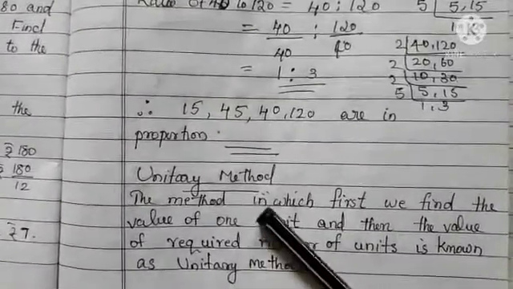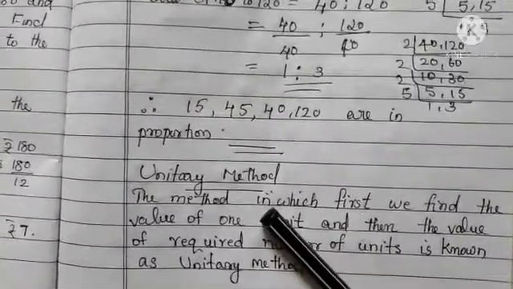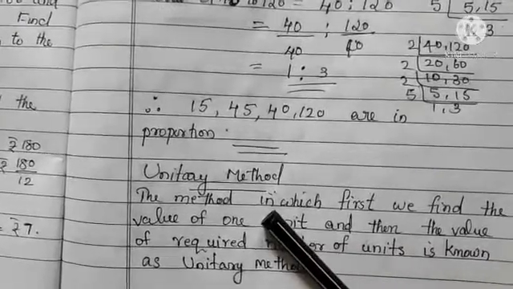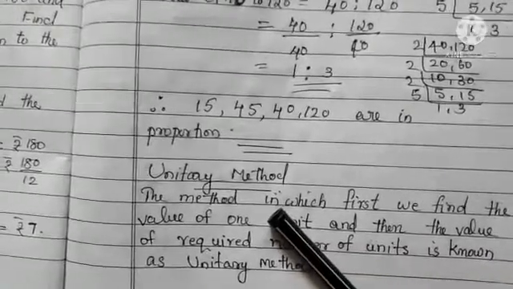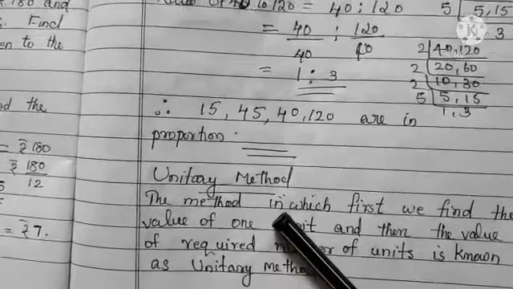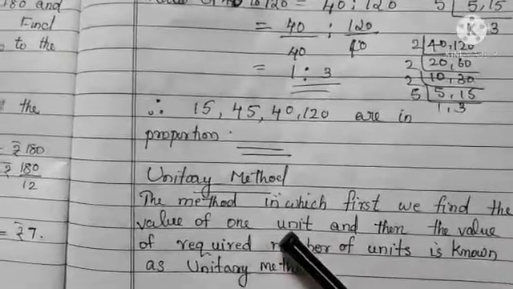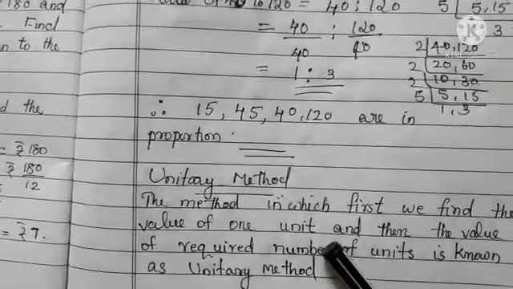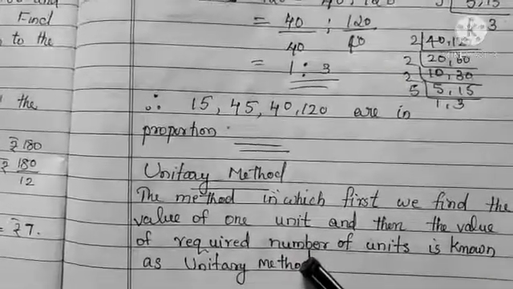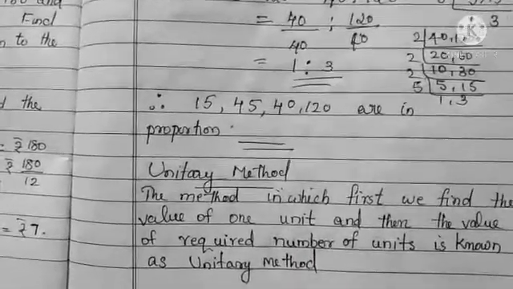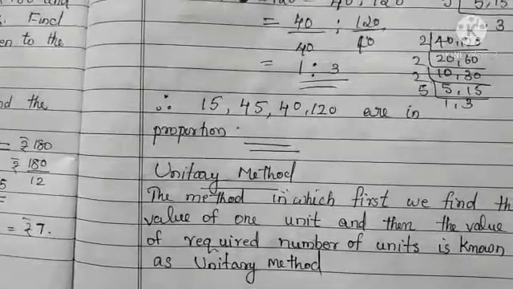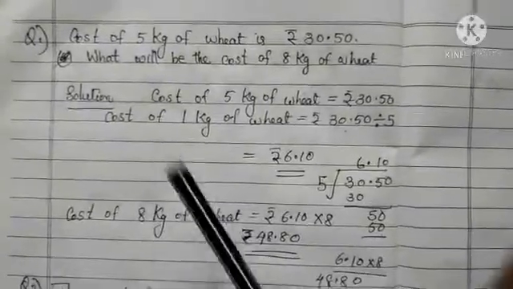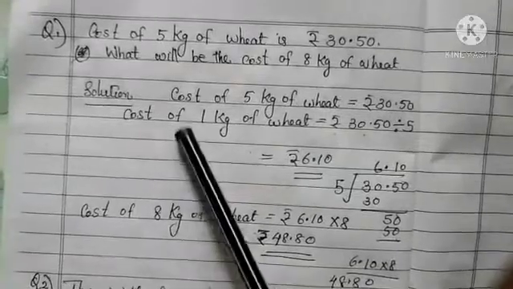Next topic is unitary method. This is the revision video, so we should cover all the portions. So here, unitary method. What is unitary method? In the unitary method, we will find the value of 1 unit and then the value of required number of units. That is known as unitary method. You remember that unitary method. Do problems from unitary method.